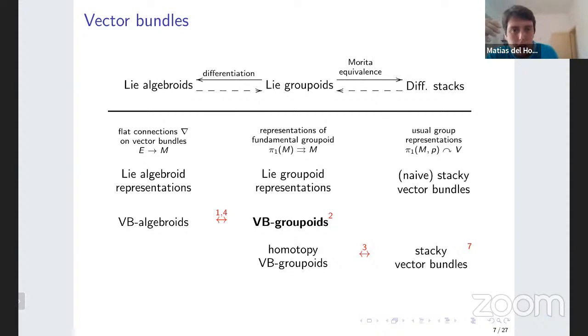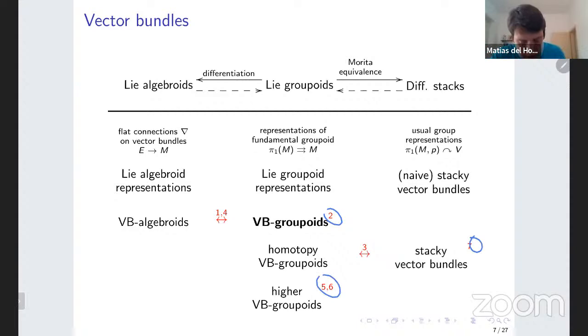Okay. So a second part of the talk is going to talk about this link between VB groupoids and VB algebroids. And the third part of the talk is going to talk about this relation between VB groupoids and stacks. And if time permits, I will tell you a bit about some other results related with higher VB groupoids or stacky vector bundles, etc.